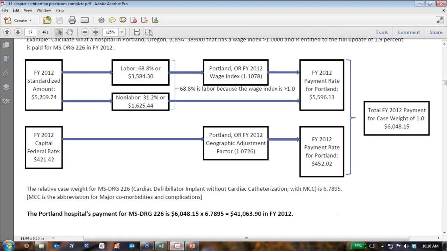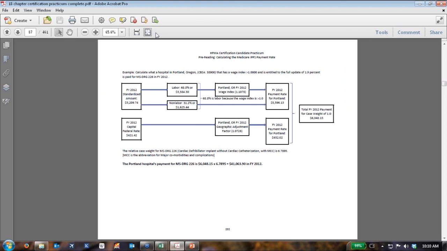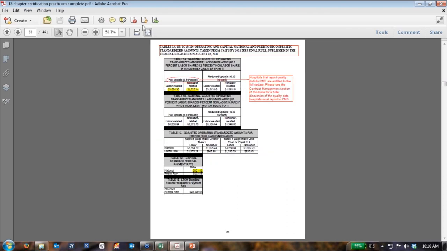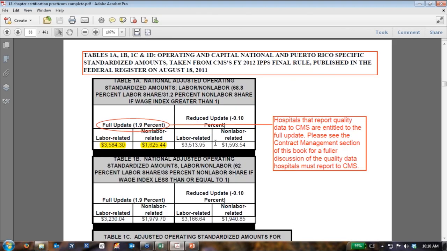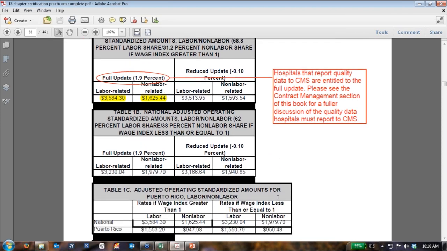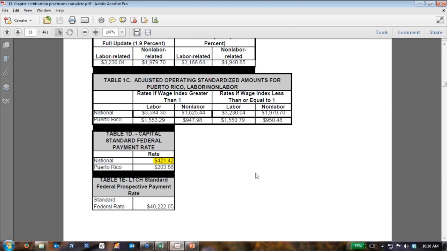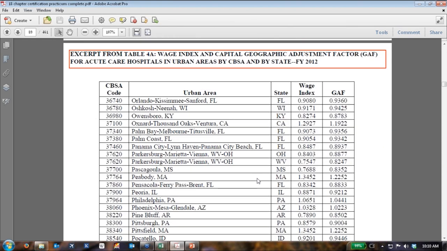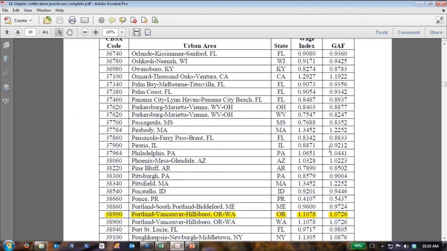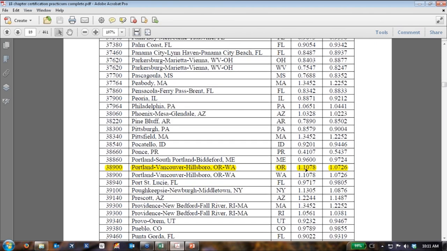So how does the data actually look in the Federal Register? Since most of us have not looked at the IPPS proposed or final rules, here are some of the tables. I'm just showing them to you for illustrative purposes. Here are those amounts you just saw a moment ago for labor-related and non-labor-related. Here's the capital federal rate right here in yellow. And here is a table that shows you the wage index and the geographic, the hard hat index. So for Portland, Oregon, the labor index is here. The hard hat index is next to it.